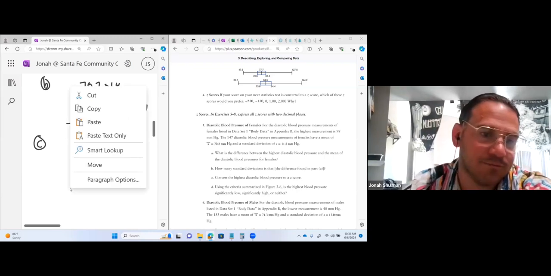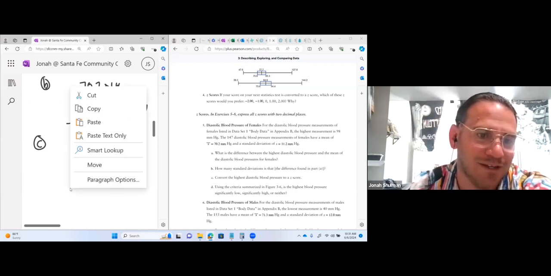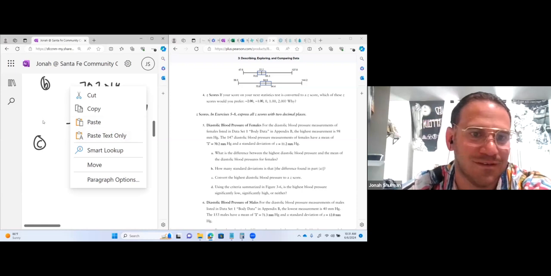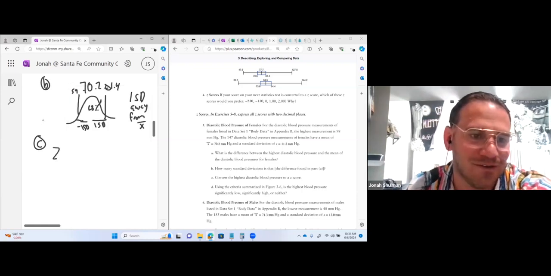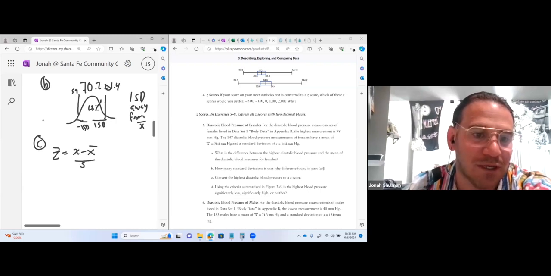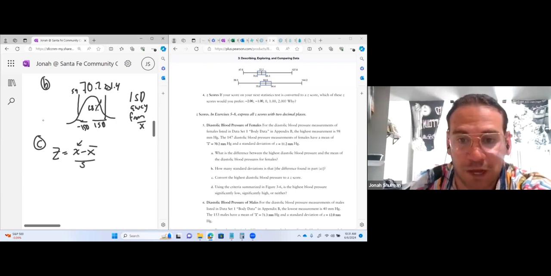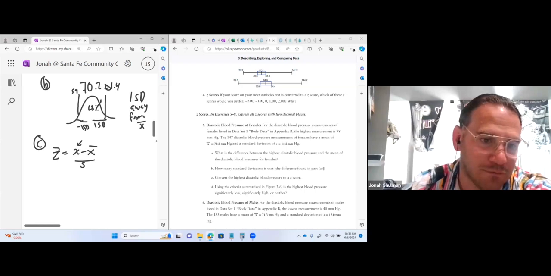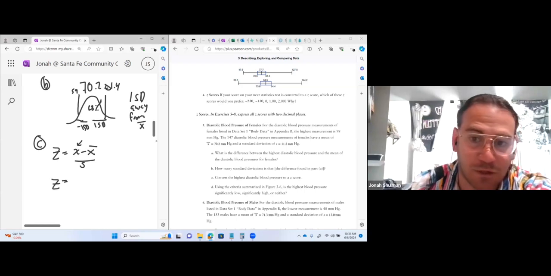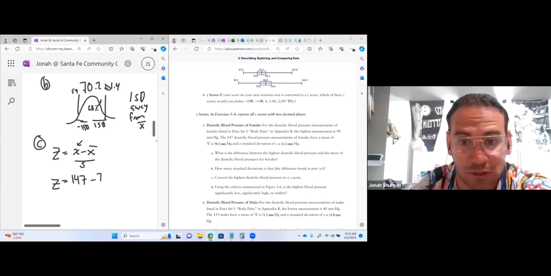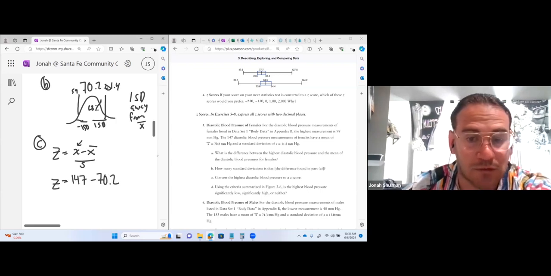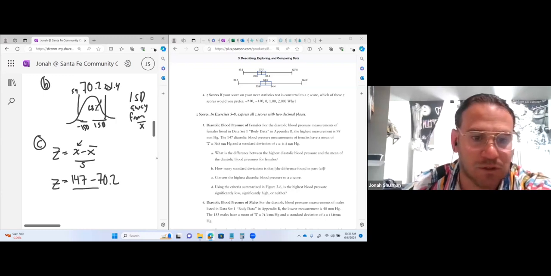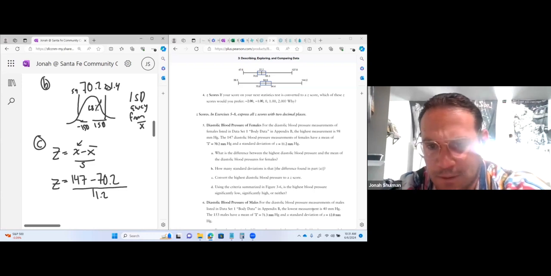So what does that mean? All right, the z-score for this case, with a sample, is x minus x bar over s. What does this mean? Well, the first one is our value, our 147. It is whatever number we want to work with. We want to find the z-score for this number. That's where we start. Then we have to subtract the mean, which is 70.2. How do I know that? It's right there. Then we just divide this by the standard deviation, which is 11.2. This will give us our z-score.